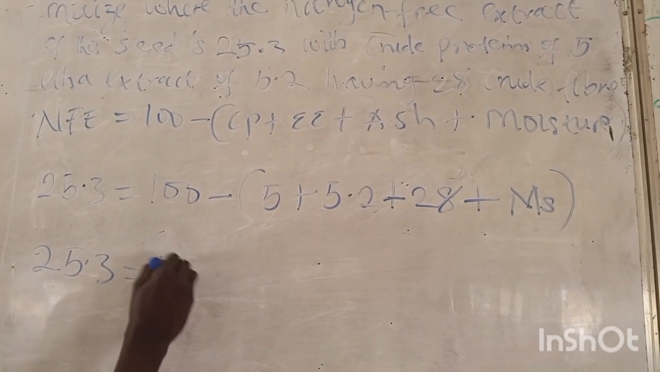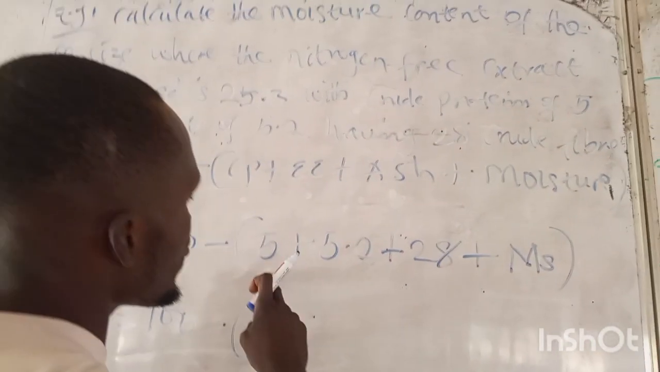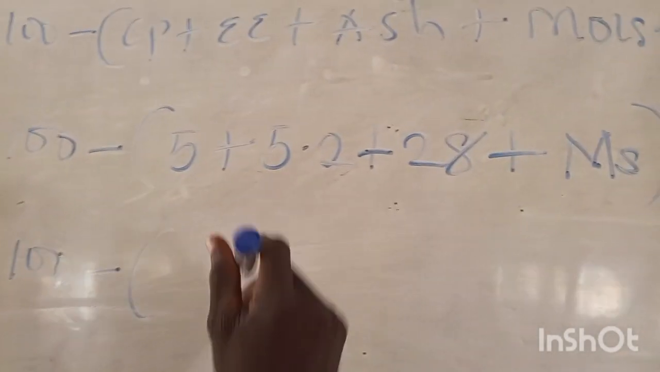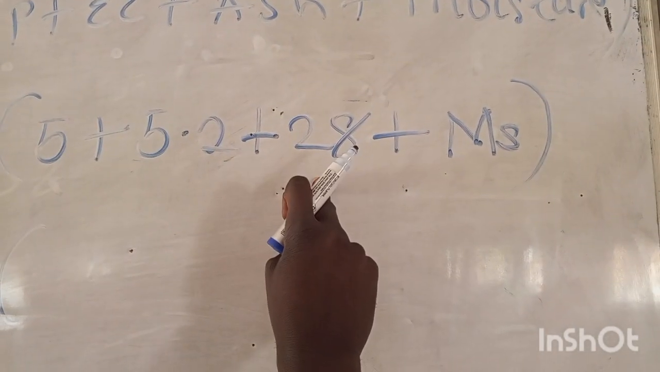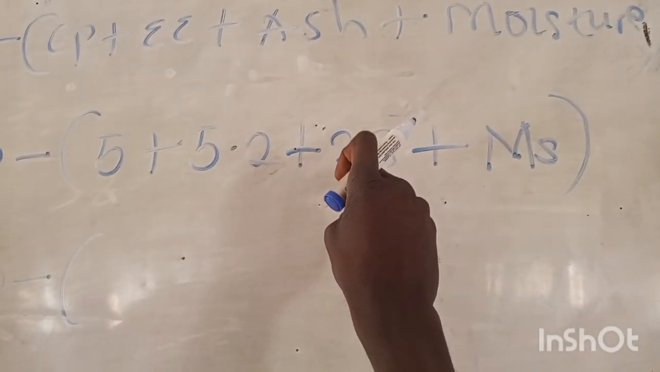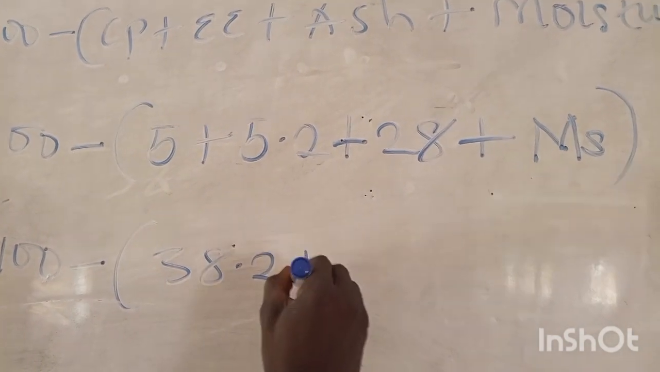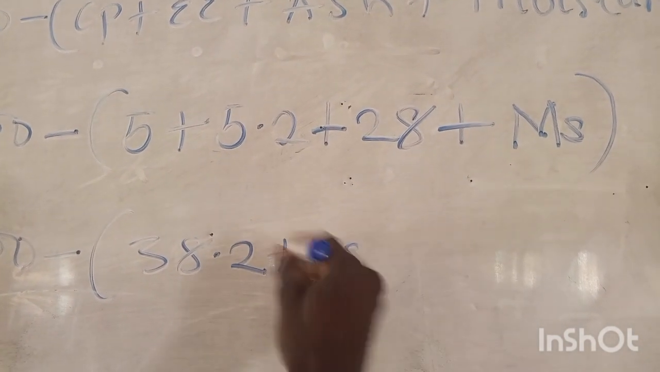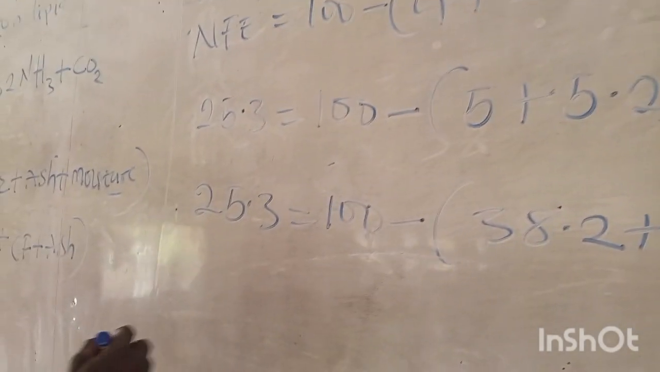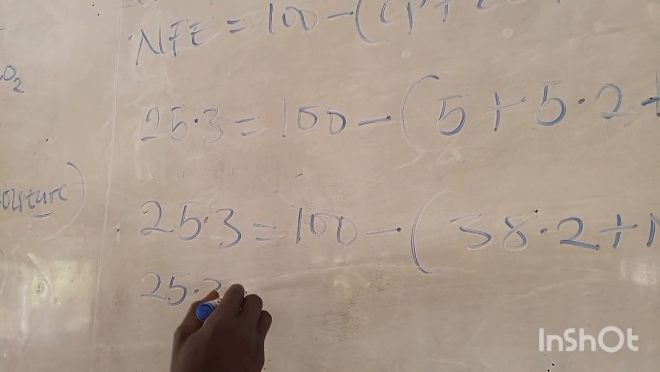25.3 equal to 100 minus, let's say open bracket here, 5.5 plus 5.2 is 10.2. 10.2 plus 2 plus 28. So we see that 10 plus 28 is 38. So we are having 38.2 plus MS. Now, where's the way forward again? We have 25.3 to be equal to.